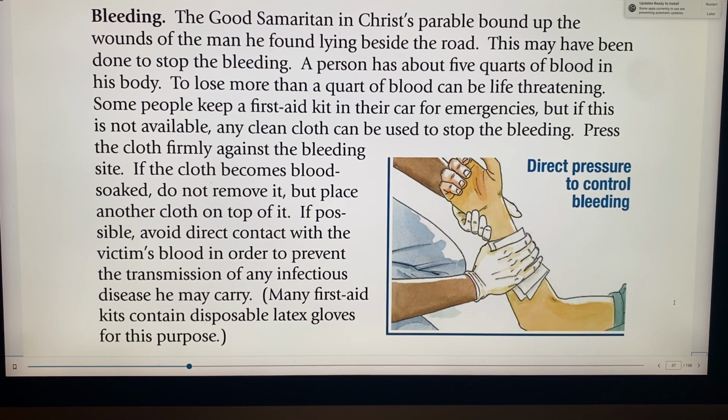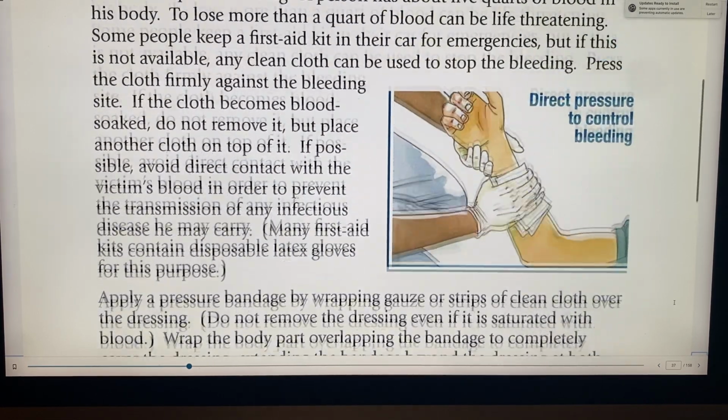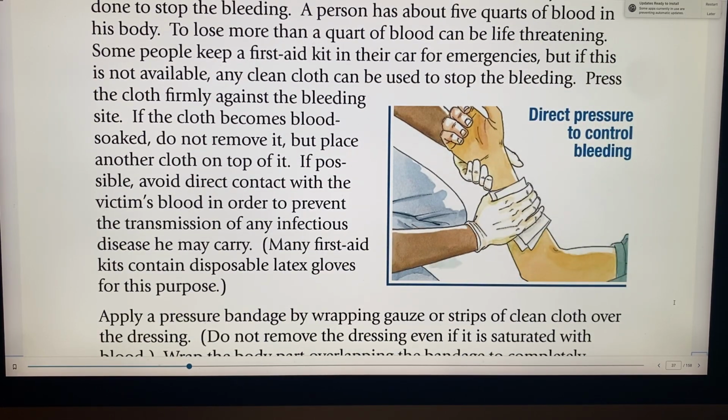Just keep them on. Always use latex gloves like in that picture there, so they don't get contaminated, especially if you have a first aid kit. Sometimes you don't have latex gloves, but most first aid kits do. So apply the pressure, wrapping the gauze strips and clean cloths. You can wrap it over the dressing later on. This is called a dressing, and so you can wrap strips to hold it on tightly.